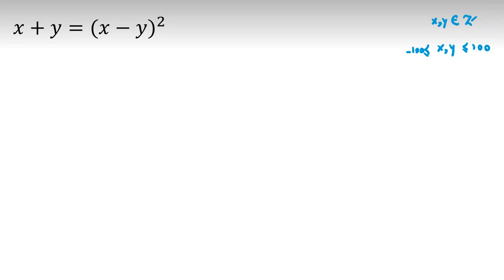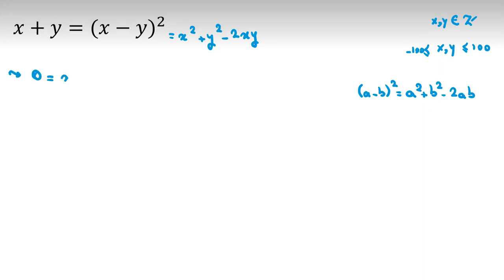Because we have (x minus y) squared, by the famous identity, (a minus b) squared equals a squared plus b squared minus 2ab. If we apply it here, it will be x squared plus y squared minus 2xy. Now, if I take everything to the right-hand side, it will be 0 equals x squared plus y squared minus 2xy minus x minus y. Now it is a quadratic function in terms of x.